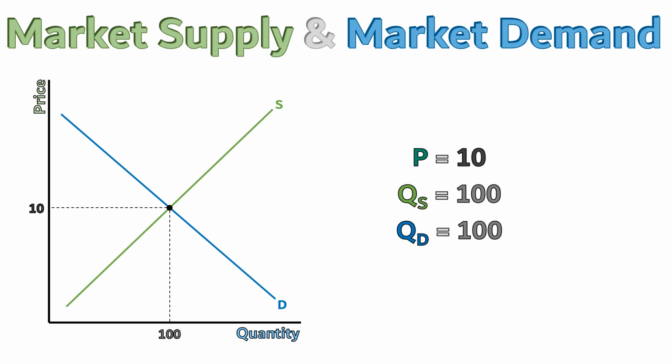We've found equilibrium. Notice that we can put these numbers on the graph as well. The quantity of 100 tells us the horizontal position of equilibrium on the graph, and the price of 10 tells us the vertical position of the equilibrium on the graph.